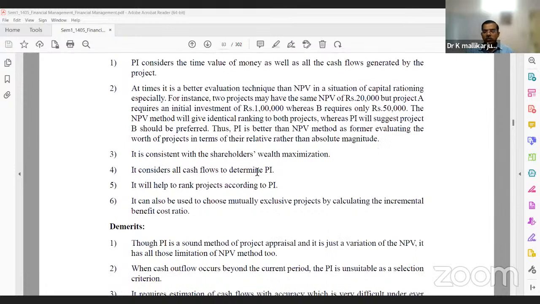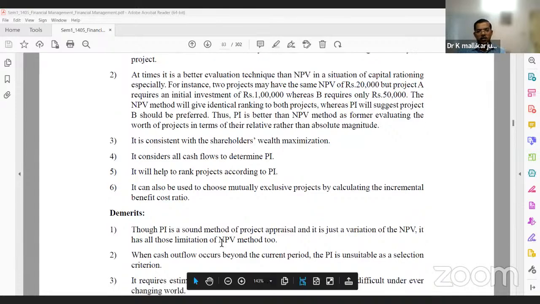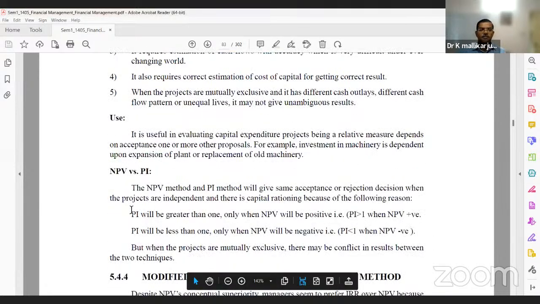So here it also considers the whole life of the project. If there are 2-3 projects, we'll give the ranking; the project getting a higher value, more than 1 rupee, that will be accepted. So the PI method is a sound method. We also follow the same as NPV.